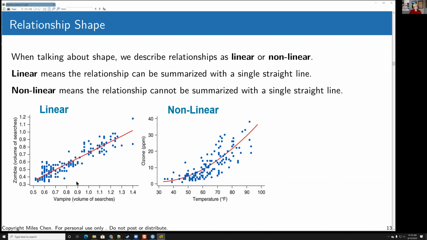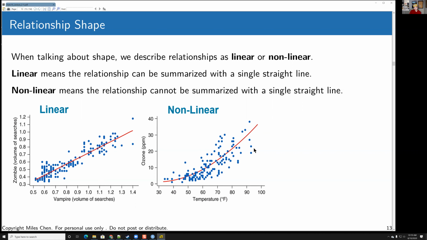And apparently, looking over the course of time, I think they looked at online searches, and there seems to be a trend where times when people search for vampires frequently coincide with searching for zombies frequently, and times when people are not searching for vampires very often, they are not searching for zombies very often either. I'm not sure what we're trying to say here, but that's the relationship there, and it seems to be able to be described with a single straight line.